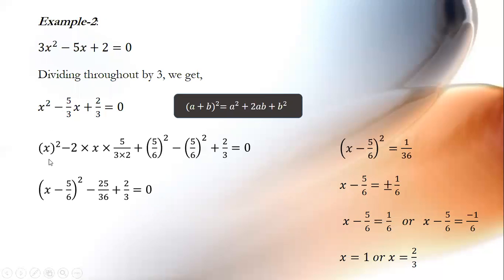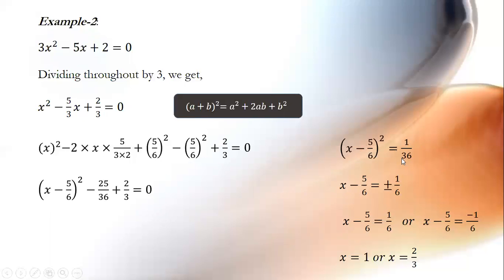Now x square is a square minus, plus or minus doesn't matter, 2 into a into b. 5 by 3 remains as such. We are multiplying and dividing by 2. Then 5 by 6 we have as b. So we are adding and subtracting (5 by 6) the whole square. Then again, this is (x minus 5 by 6) the whole square minus 25 by 36 plus 2 by 3 equal to 0. Let us solve the constant. We will get it equal to minus 1 by 36.